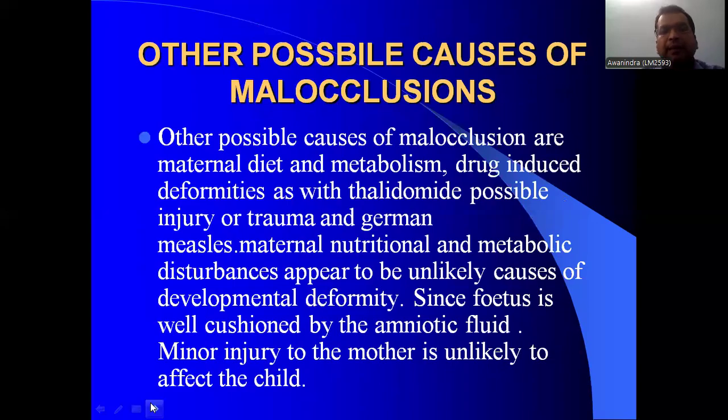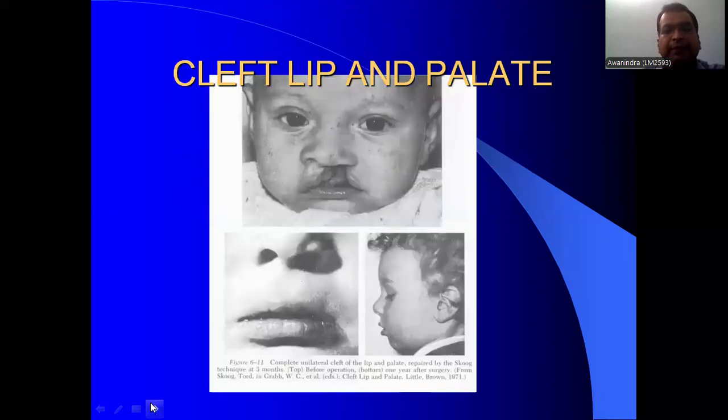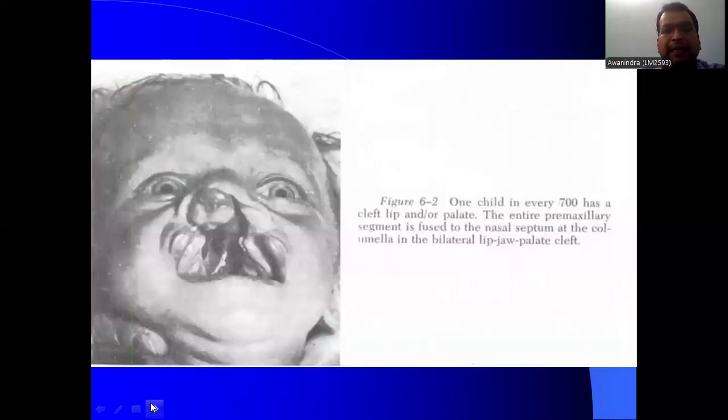So there are many syndromes, and in syndromes you will get malocclusion, so identifying these things is very important. As we know there is the effect of alcohol, similarly there is the effect of smoking. Cigarette smoking by the mother is an etiological factor in the development of cleft lip and palate. This is a clinical photograph of cleft lip and palate.